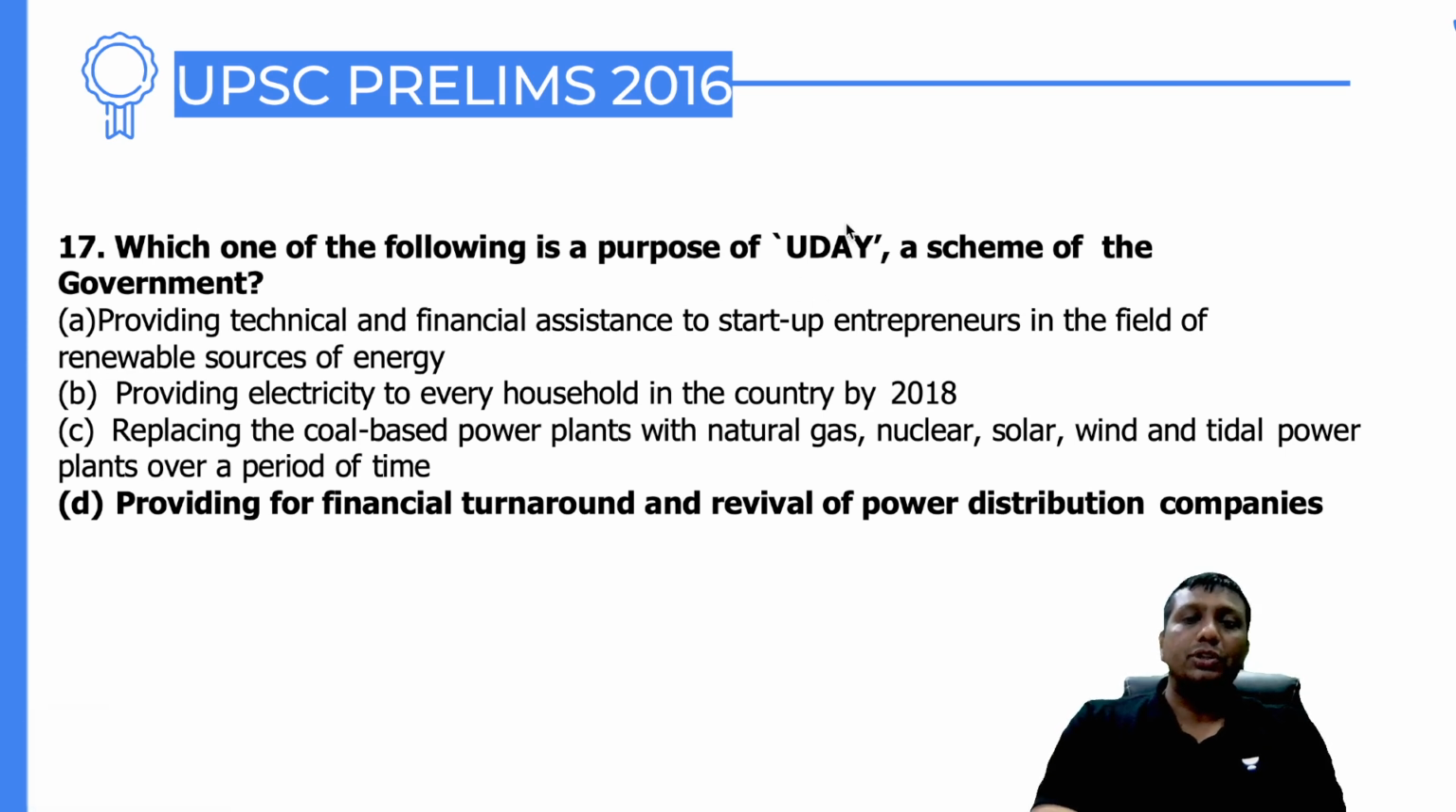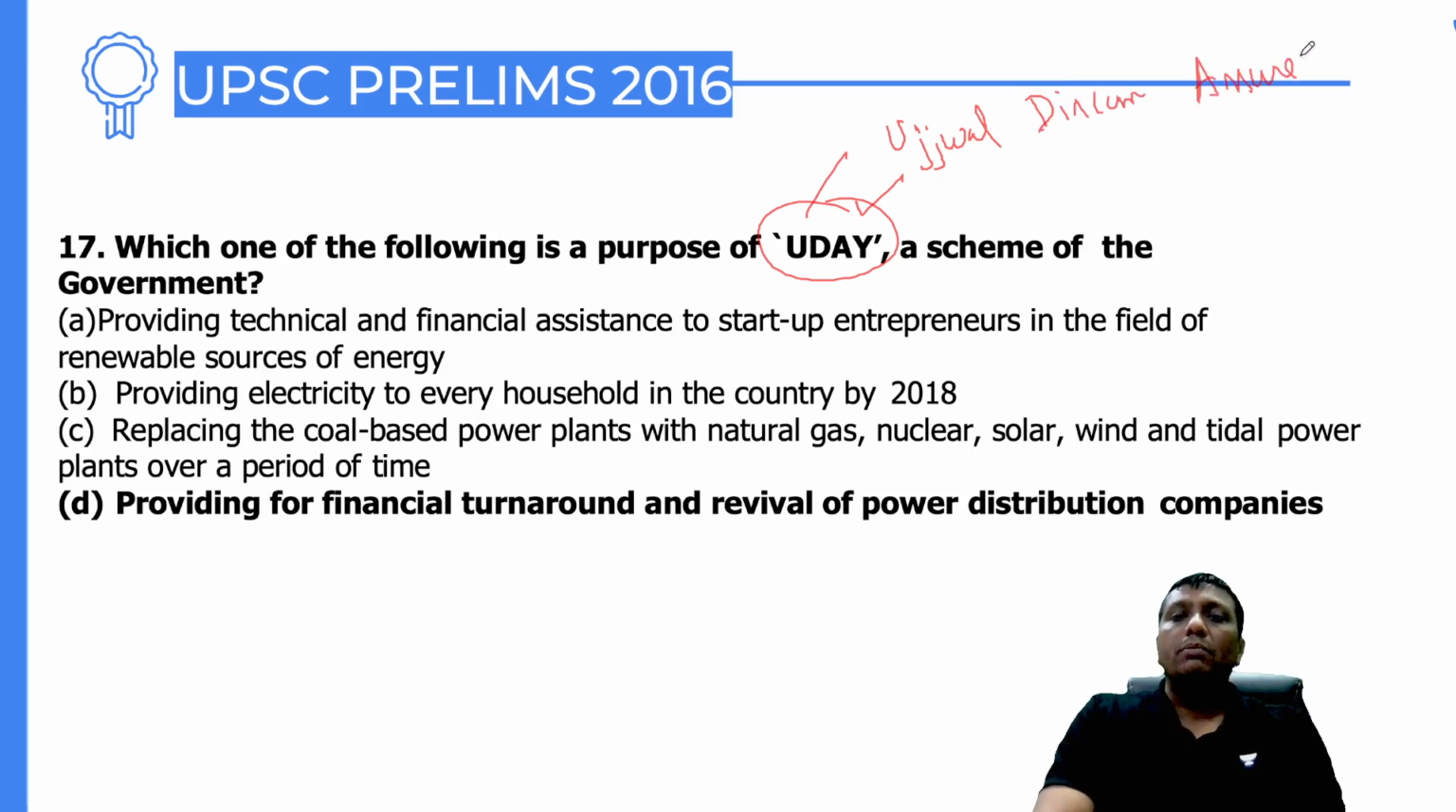Question number 17. One scheme-based question UPSC has asked is on UDAY. Which of the following is the purpose of the UDAY scheme of the government? Actually, UDAY is Ujjwal Discom Assurance Yojana. Discom means distribution companies.